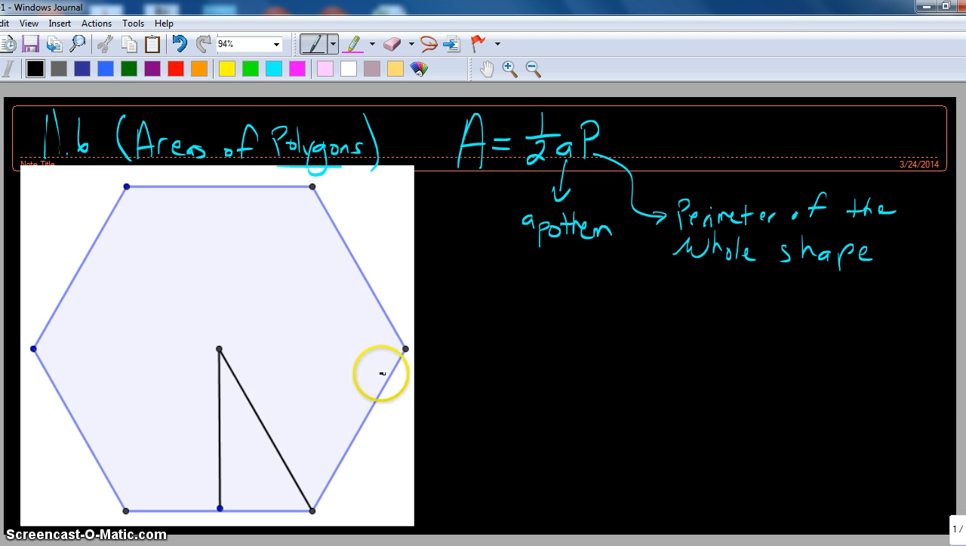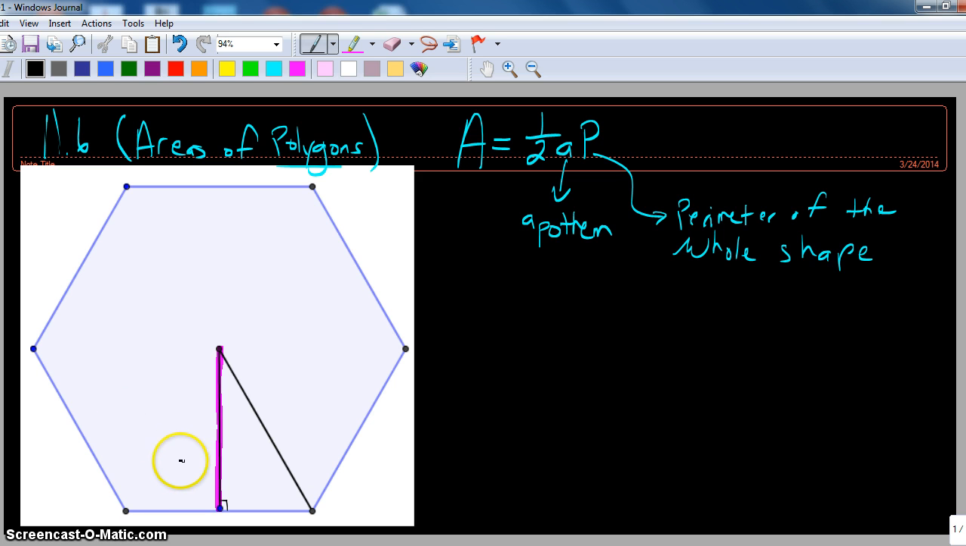Alright, so here is my triangle that I made. This is a right triangle. And just to be clear, this is the actual apothem, this line right there. This line is the apothem. I need the length of this line to fill in here for a.